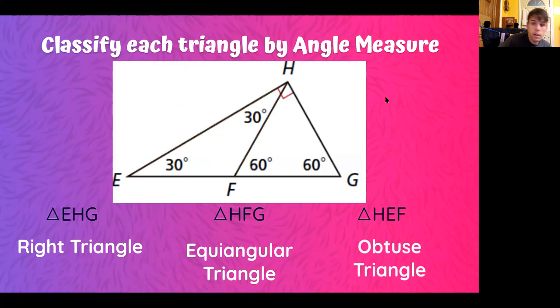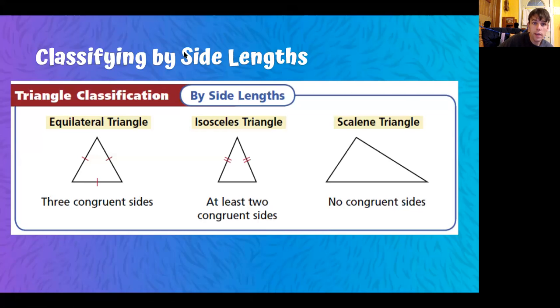All right, so classifying by angle measurement is one way to do it. The other way to do it is by side length. And we'll actually throw those two things together sometimes as well. But so we have three side length classifications. So we have an equilateral triangle where we have three congruent sides. All the sides are equal. Isosceles, where two of the sides are equal, or at least two. And scalene, where none of the sides are congruent.